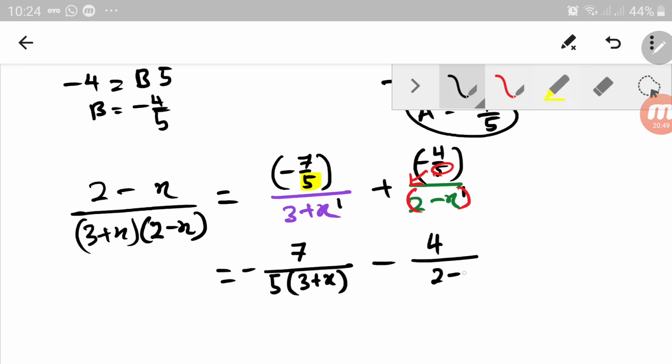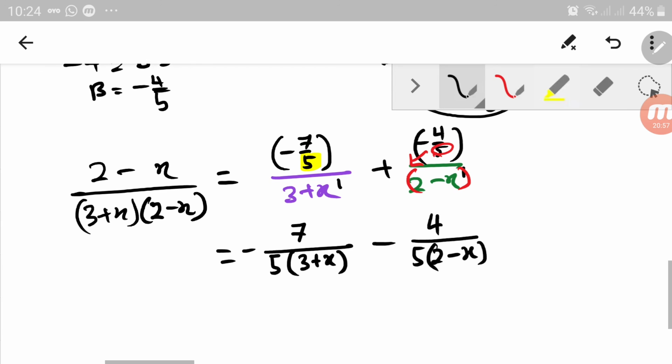This same goes to this one. 2 minus x, and then what goes down? 5, right? I just put it like that, no need to expand some more, settle. So this is the answer.